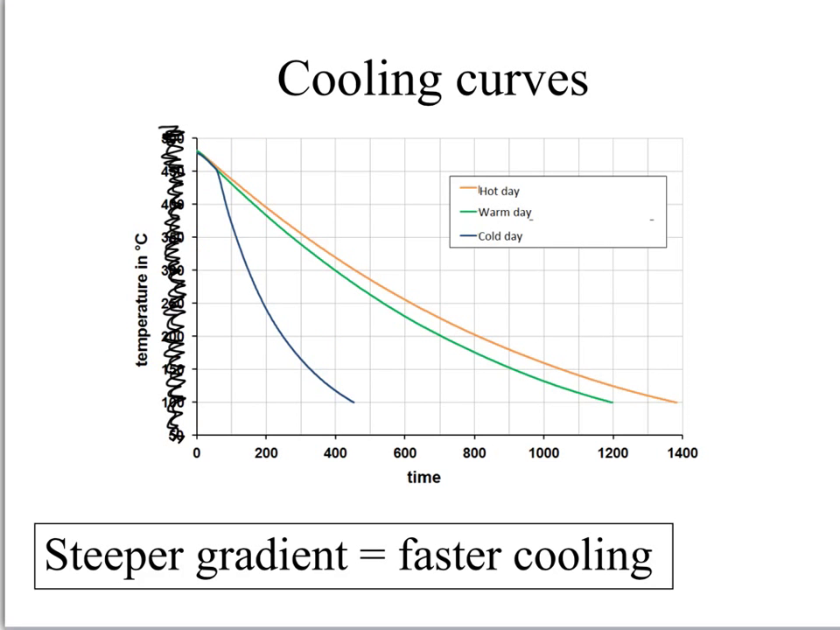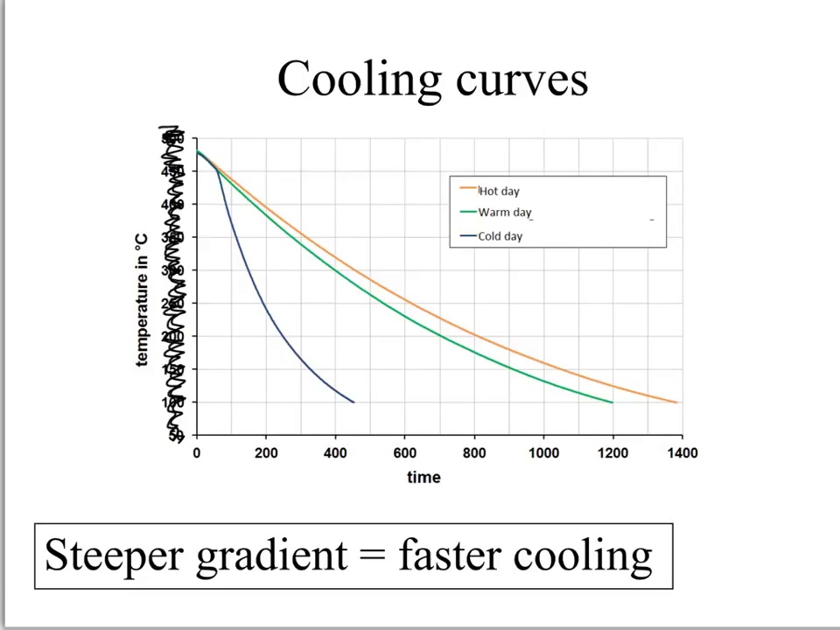Okay, we've got here a graph of temperature against time. One of the things that this type of graph tells us is the rate at which something cools down, or it could be the rate at which something heats up. Now, you might be asked to interpret a graph like this, or you might be asked to add another curve to it to represent the information that you've been given in a question.